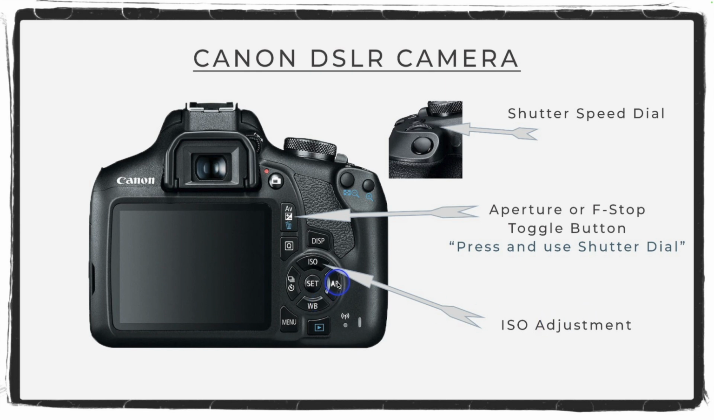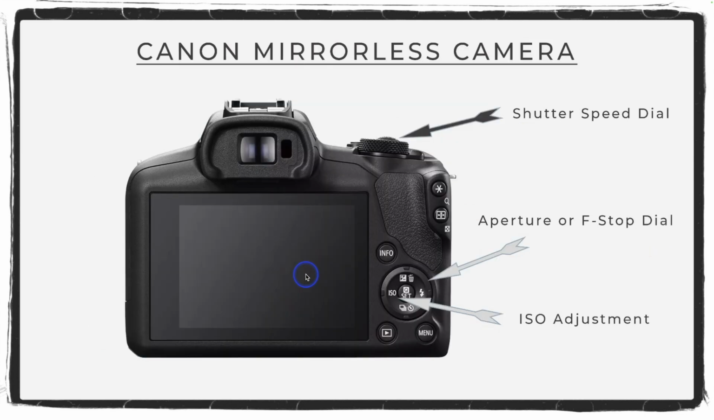So our ISO adjustment is right here. Some of the new cameras have touch screens, and you can also change your ISO through the touch screen. You might not see an independent button on the back of the camera. That's because you're doing it through a touch screen. Let's move on.